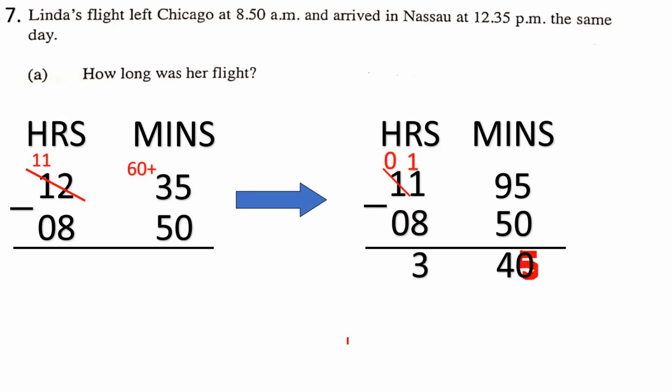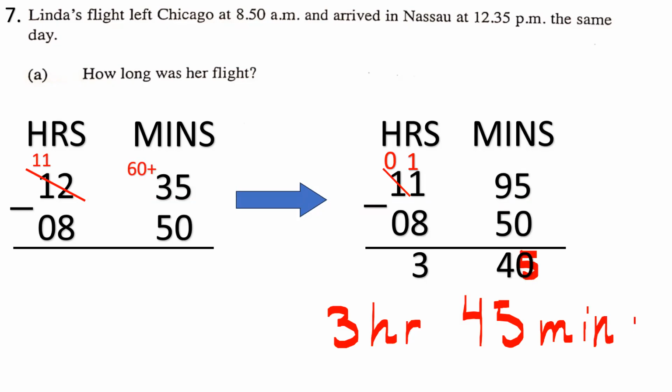And so how long was our flight? Well, our flight was 3 hours and what? 45 minutes. Okay, please make that correction. It is not 0. 5 minus 0 is 5. So this is actually supposed to be 5. So it's 3 hours and what? 45 minutes. That's how long our flight was. Okay. So let's move on to the next question. The next question, 7B.